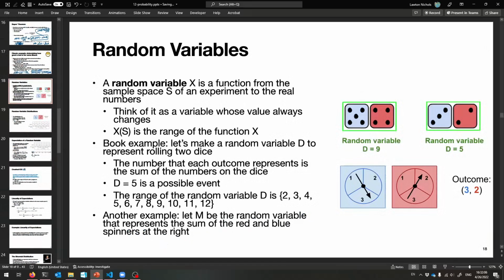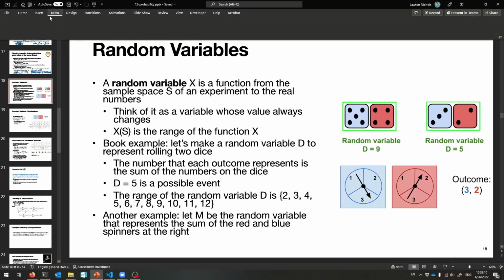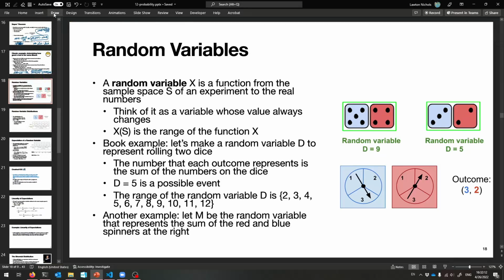Let's keep on trucking. Let's talk about something called a random variable now. This is nice because it's kind of like computer science. So a random variable, usually with capital letters, is a function, believe it or not. We define a random variable to be a function from the sample space, all the things that could happen in your experiment, to the real numbers. And because it's random, every time you look at it, it changes. So think of it as a variable whose value could be anything, could always change.